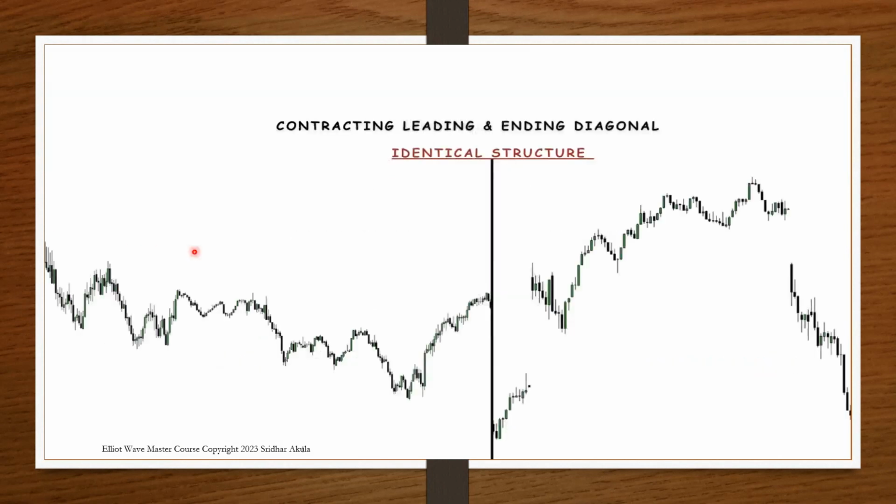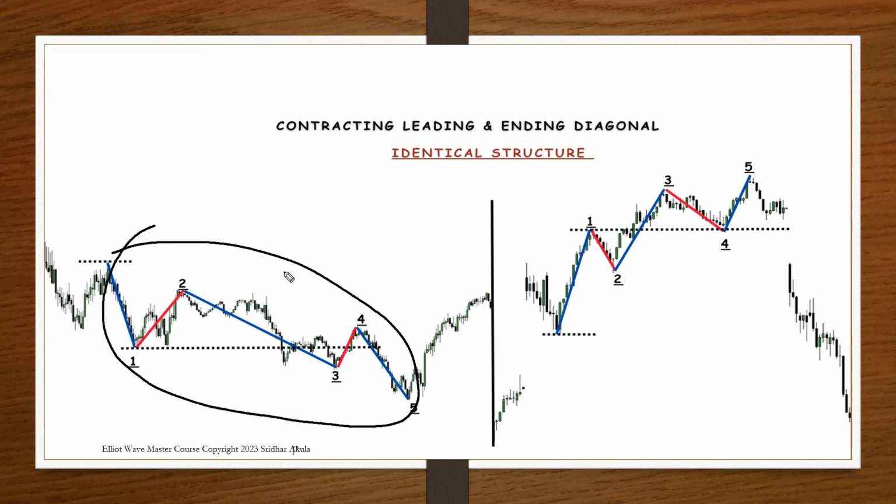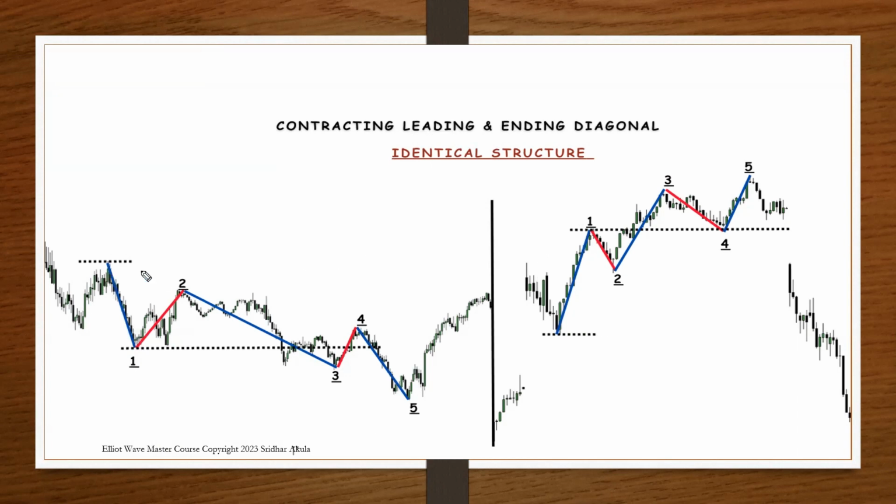If you see this example, I have marked an ending and a leading diagonal for you. This is just an example, and what you must know is that the rules are very simple. The diagonal structure is the same; where it forms only gives the name, leading or ending, that's all. So we are going to learn the structure first, as that is more important for us.